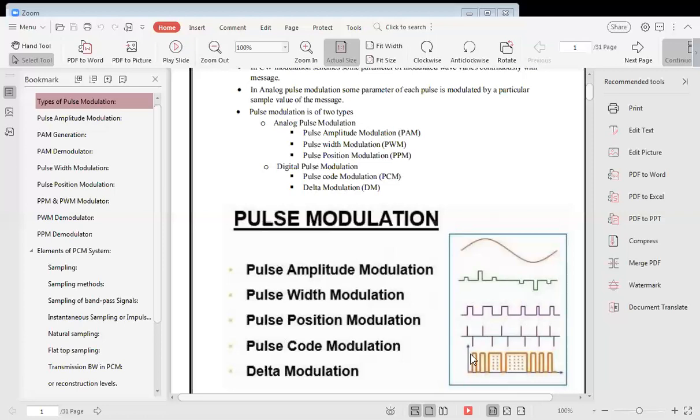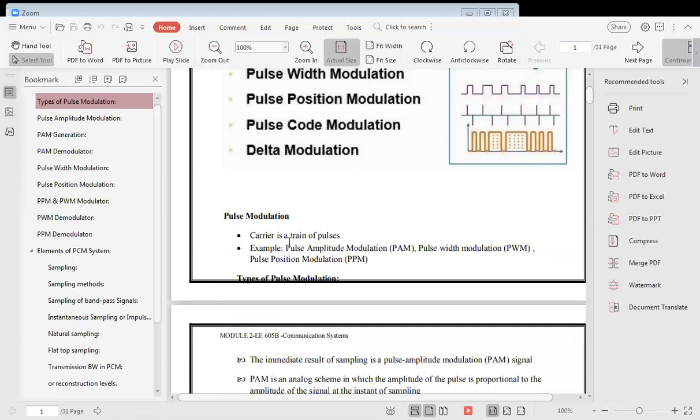Here is the pulse code modulation. Pulse code modulation is slightly different from the previous modulations. All the above modulation techniques describe analog pulse modulation, and this is the digital pulse modulation, pulse code modulation. Here the signal amplitude or information is transmitted in terms of digital. Another type of digital pulse modulation is delta modulation, which I will describe elaborately in a later lecture.